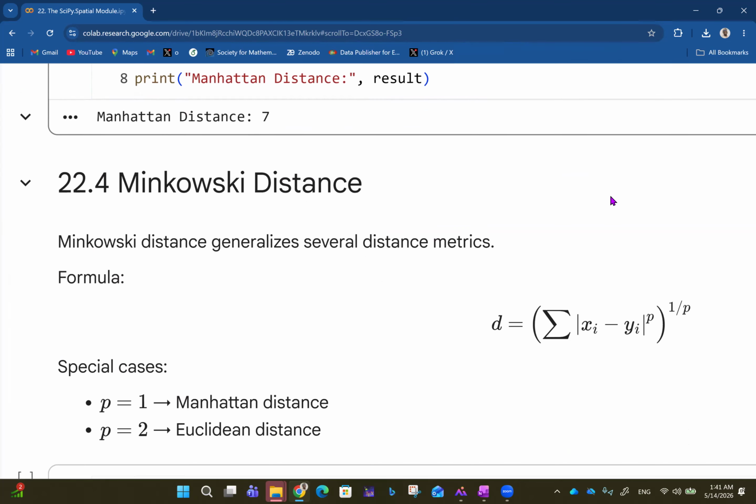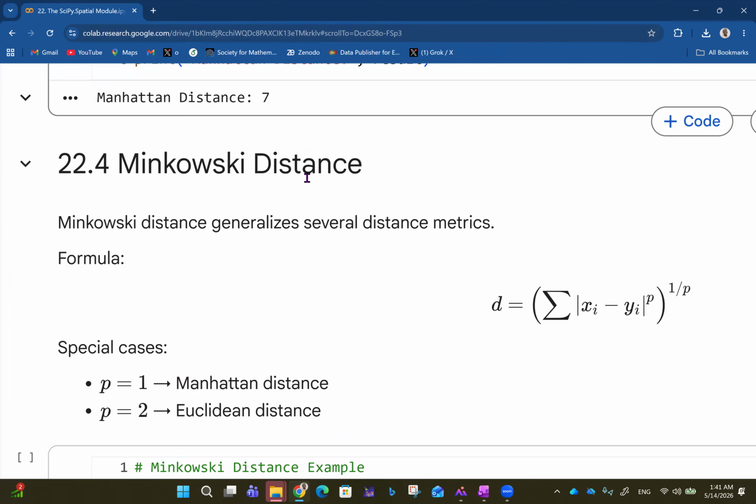That's what Manhattan distance is all about. Then you have the Minkowski distance. Now you see Minkowski distance generalizes several distance metrics. So for the Minkowski distance, when P is equal to 1, it becomes the Manhattan distance. When P is 1, you have 1 over 1 gone, then this now is 1, and then you have all this summation. So it's Manhattan distance. But when P is equal to 2, it becomes Euclidean distance.